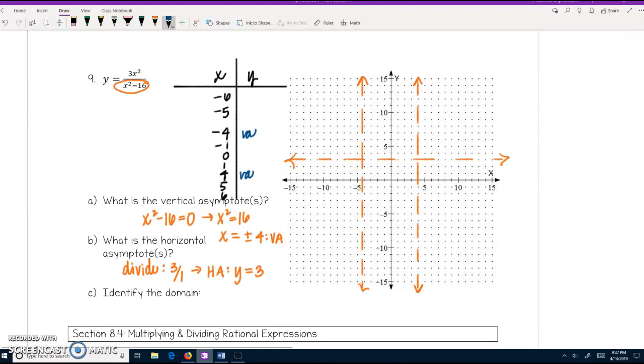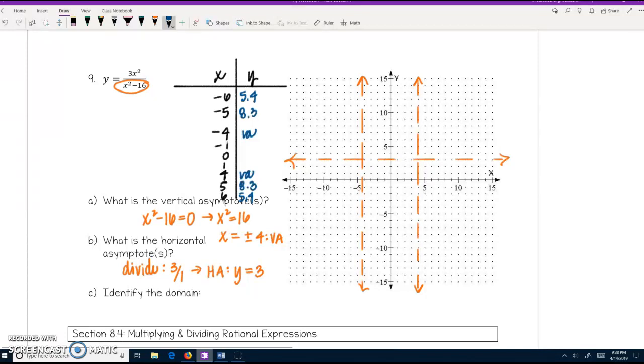So I'm going to plug negative 6 in. 3 times negative 6 squared, and then I'm going to divide that by negative 6 squared minus 16. So I get out 5.4, which also means that I'll have 5.4 when I graph 6. When I plug in 5, I'll have 3 times negative 5 squared divided by negative 5 squared minus 16. And that gives me 8.3, which will also be what I get when I plug positive 5 in.